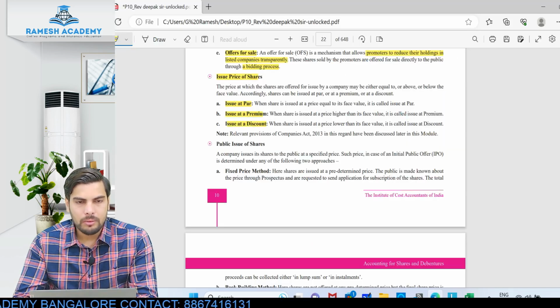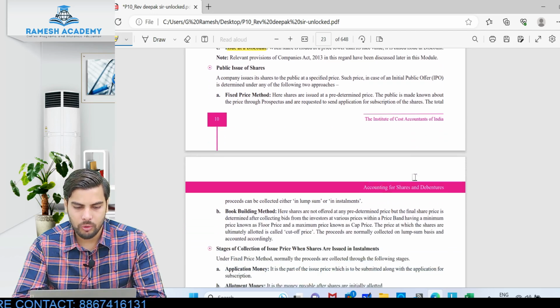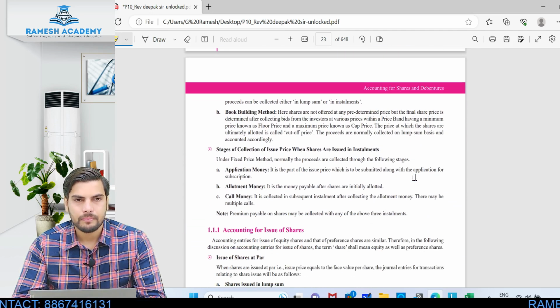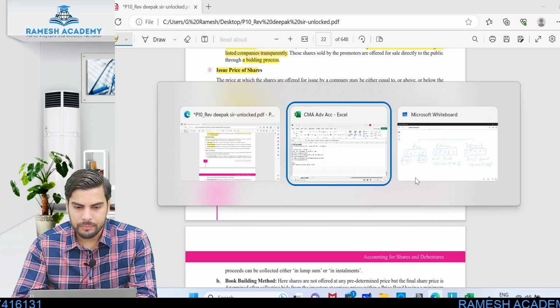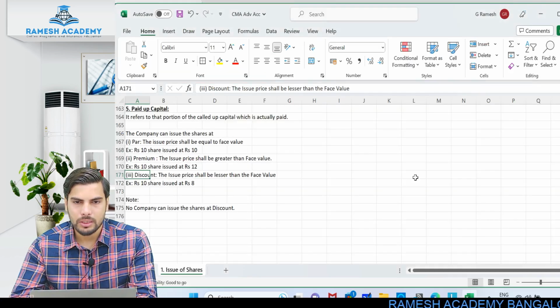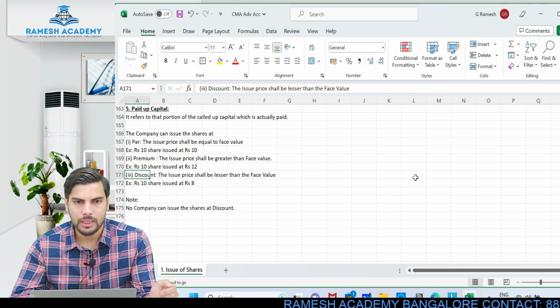Clear about these terminologies? Clear about what is par, what is premium, what is discount? Okay, so let's take a small break. After the break we shall continue our discussion, and we'll practically understand what exactly are the journal entries which will be passed at the time of issue of shares. So let's take a small break, guys.